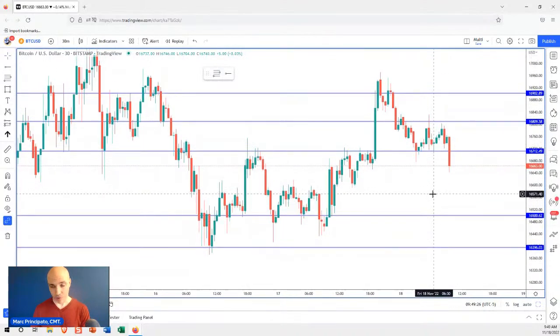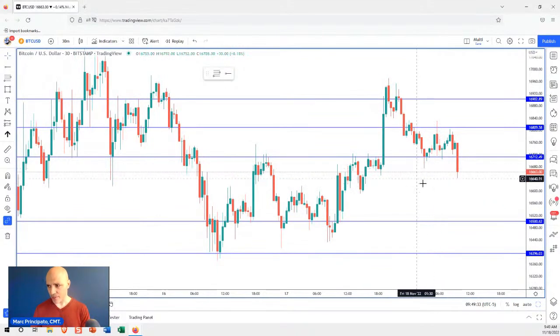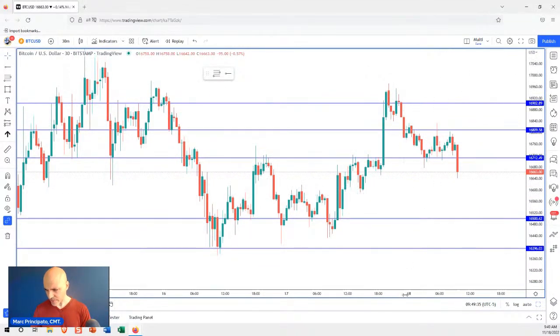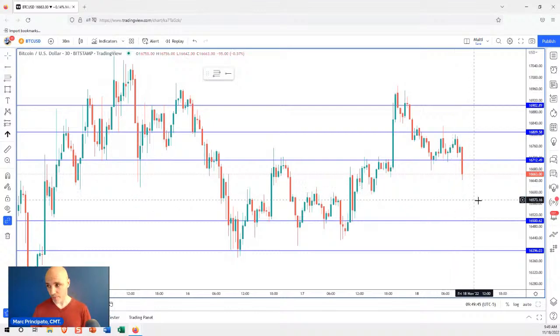So I drew some levels on this chart while I was talking. All right. Now this is the Bitstamp chart. I'm going to use this for now. It's the spot chart. This is not the futures, but it doesn't matter. The chart is still the same. The levels are still generally going to be the same. Now, when we go to the 5-minute, though, I'm going to switch over to the perp chart.